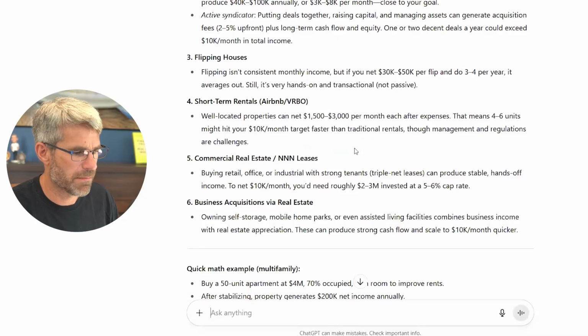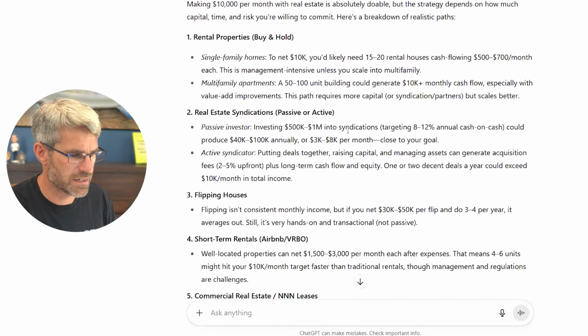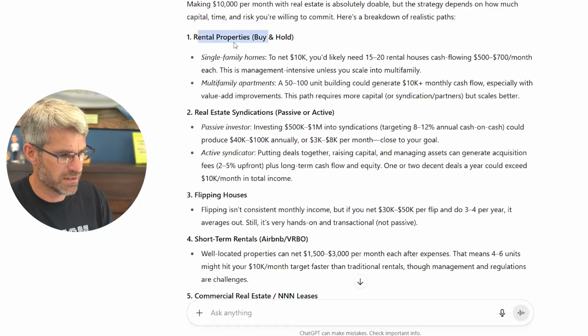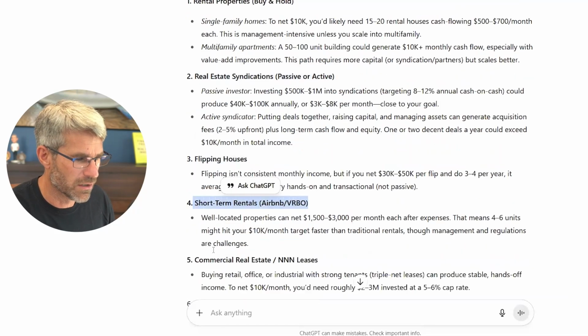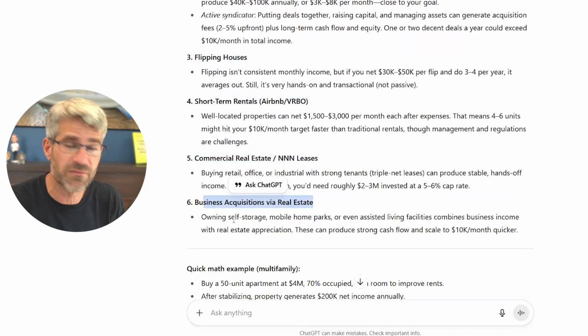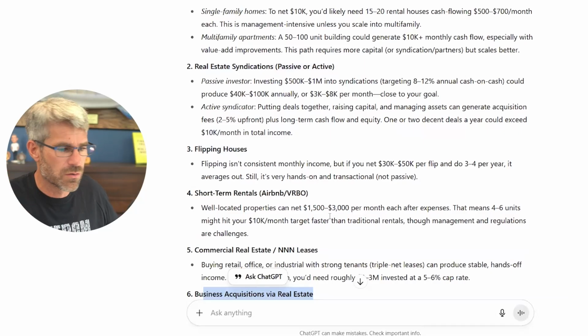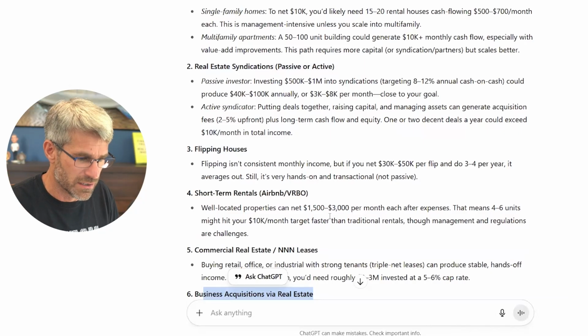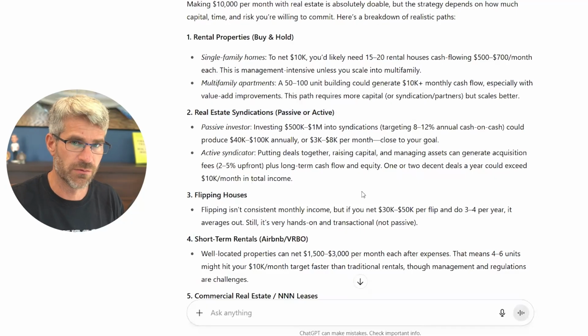So rental properties, okay, that's pretty cool. Single family, multifamily, real estate syndications, passive or active, flipping houses, short-term rentals, commercial real estate, triple net leases, business acquisitions via real estate, self-storage, mobile home parks. Wow. Okay. Well, they both covered the gamut. Can you think of any other real estate that chat didn't provide right now? So to me, this is kind of overwhelming, right? It's like, well, okay, which one? Which one, chat? Which one do I do? So let's see what we can prompt here and what we can get chat to share with us next.